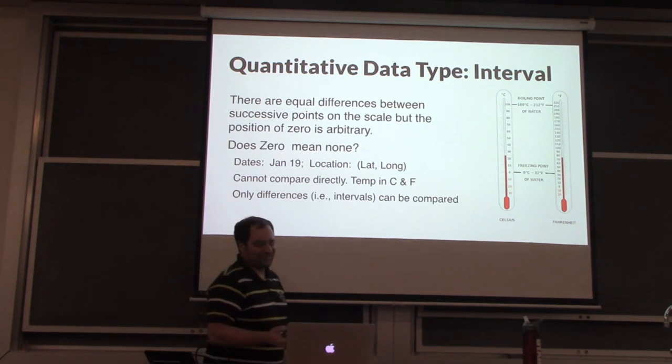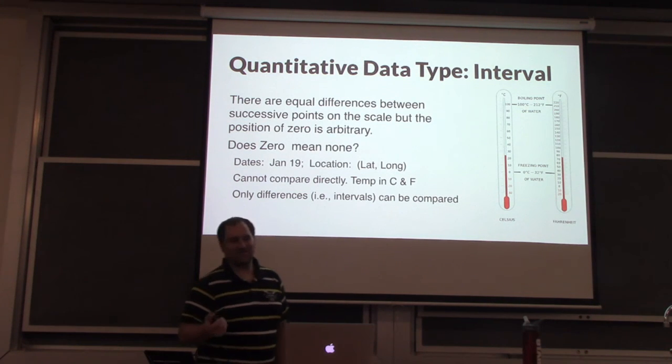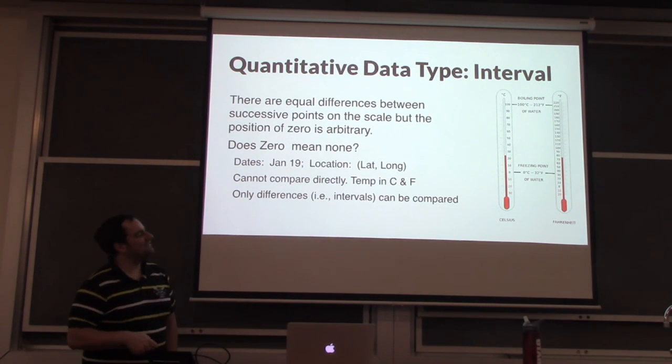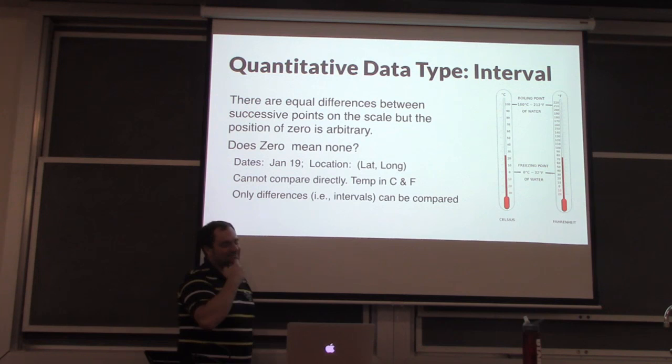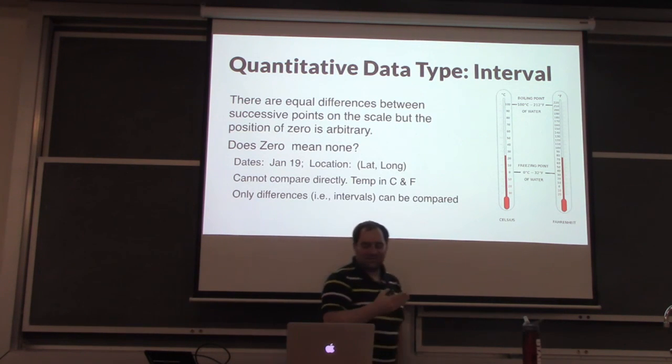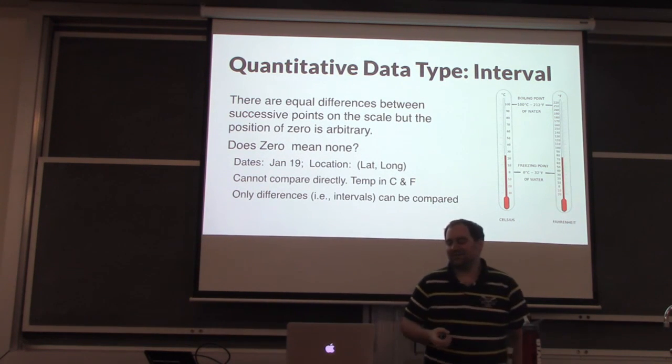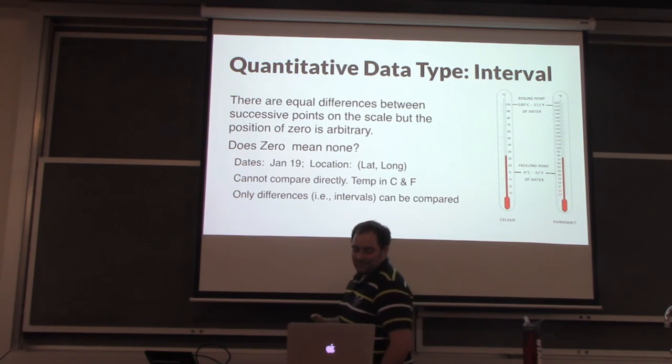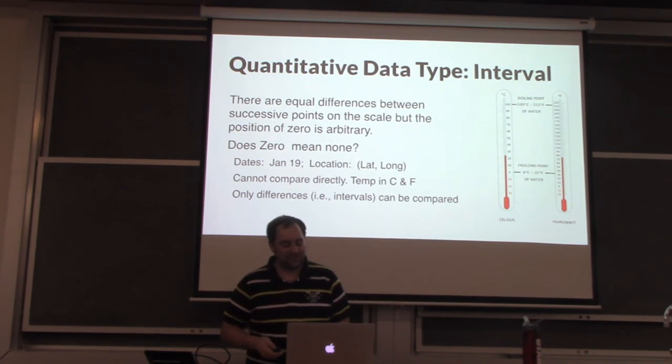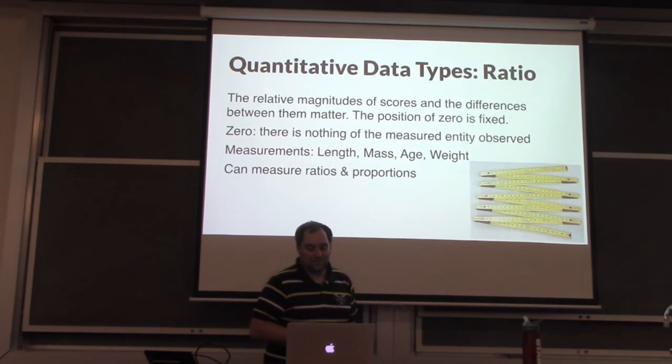So this is a very arbitrary definition. 100 degrees corresponds to body temperature, but 0 here is meaningless. And so when 0 doesn't have a meaning, then it's an interval scale. And we cannot compare them directly, so we can compare only differences in intervals.